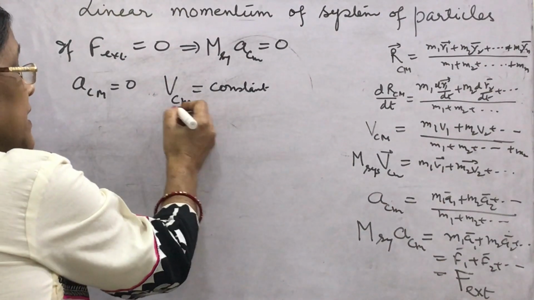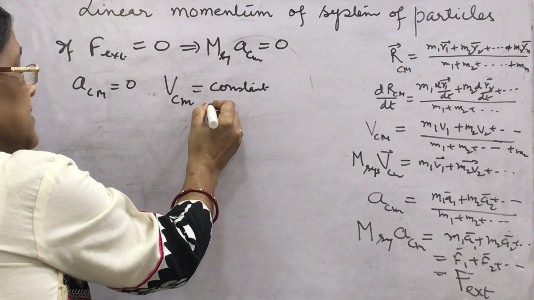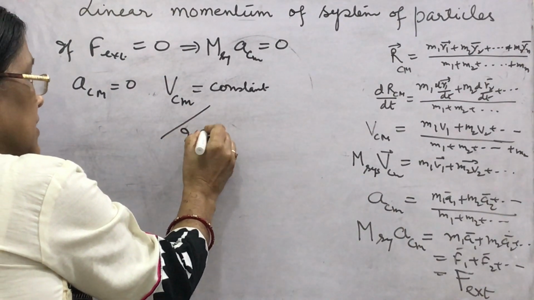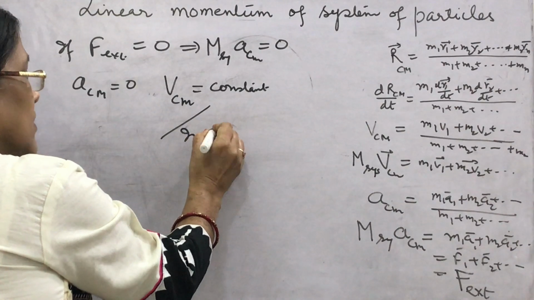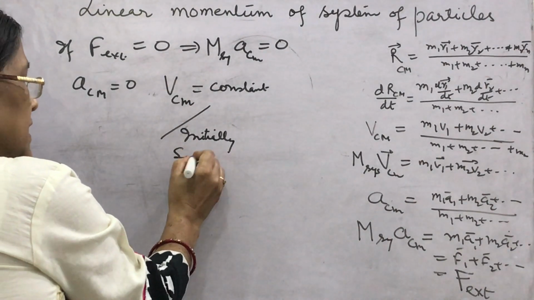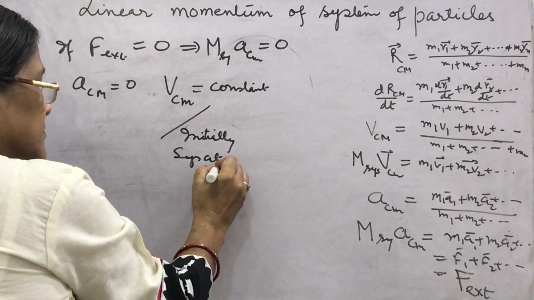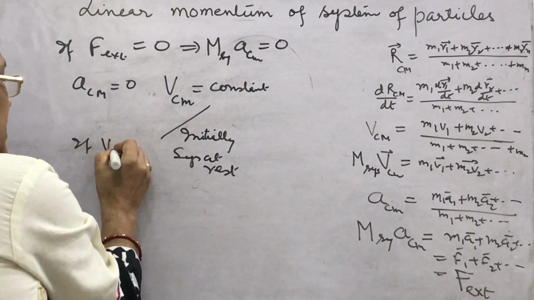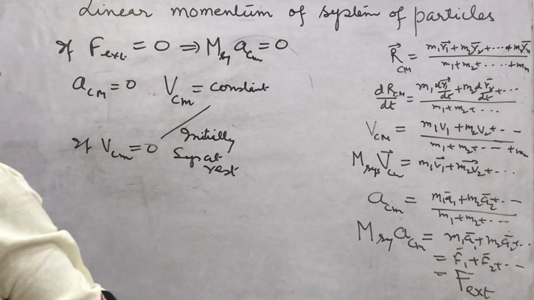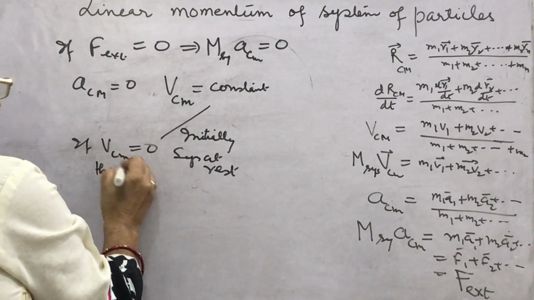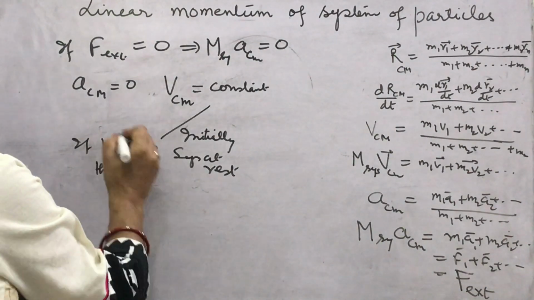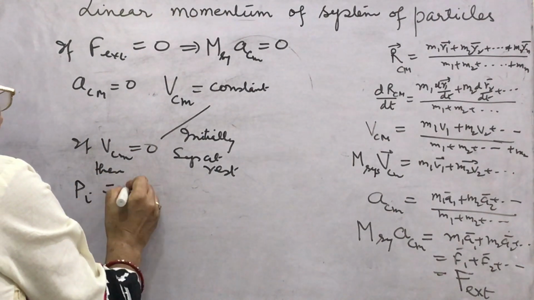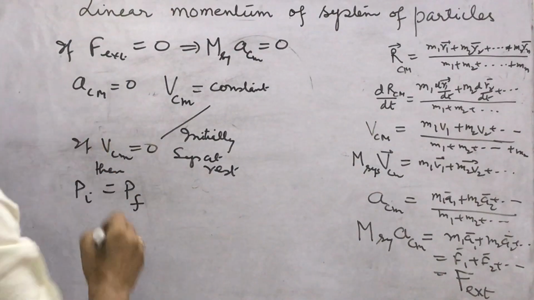Again, you can say that if velocity of center of mass is constant, then if initially the system is at rest, that is, if V center of mass is 0, then what will happen? Momentum initial will be momentum final. Can you say why?